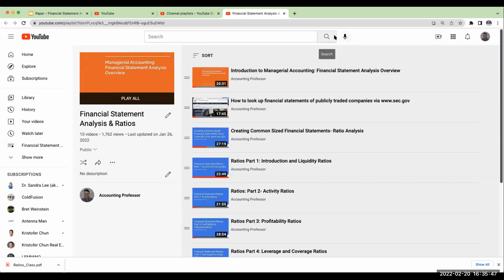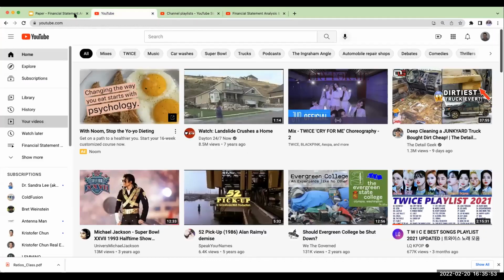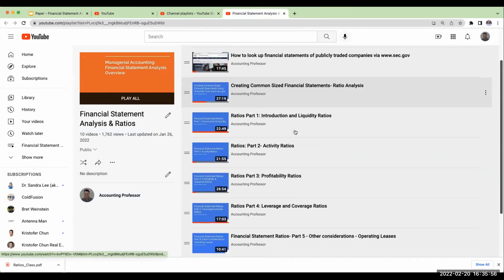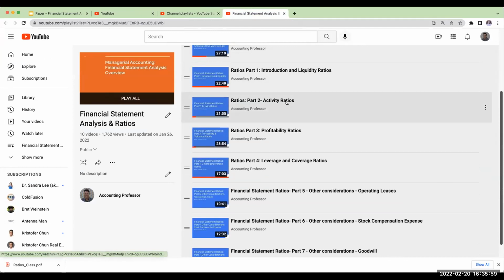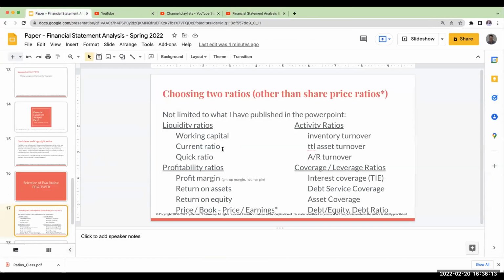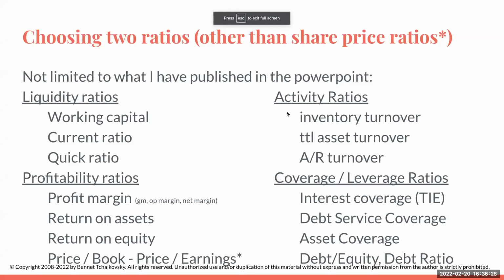I'm assuming that before you're watching this particular video, at least if you're in my class, you have familiarized yourself with what liquidity ratios, activity ratios, profitability ratios, and leverage and coverage ratios are. So you have to make sure that you're familiar with when we use these. Let's do a brief overview. A liquidity ratio is really for a company where I'm concerned if they have the ability to meet their current obligations.